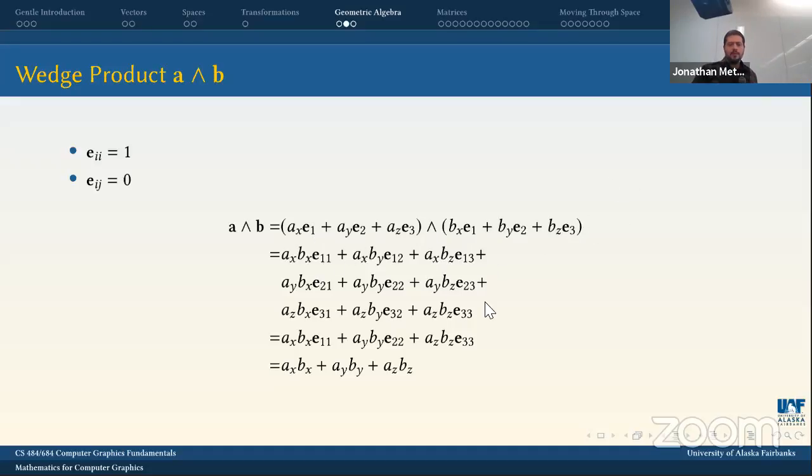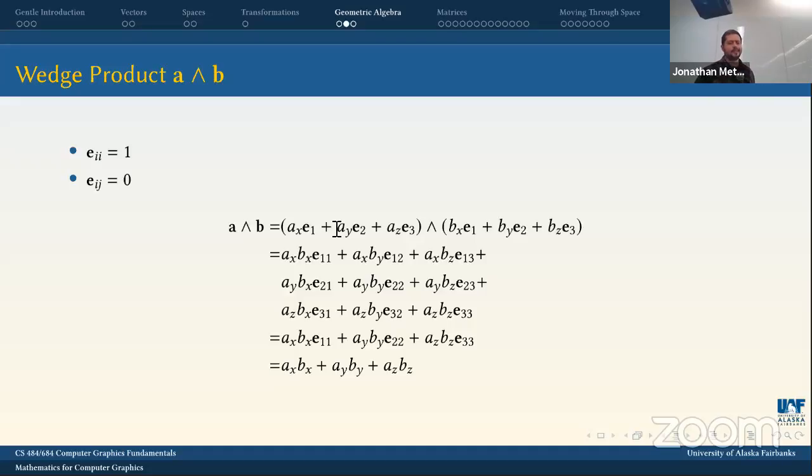And now we just keep doing that. You notice we have a few terms, like E12 here and E21, okay? But we said that the rule here is that if they're different, then it's gone. So all that's left is AXBX plus AYBY plus AZBZ, okay? With some very simple algebra, that's how you do the dot product in 3 dimensions. And you'll notice that it went from a 3-dimensional number down to a 1-dimensional number, okay?